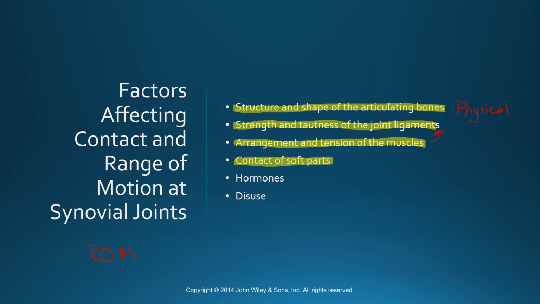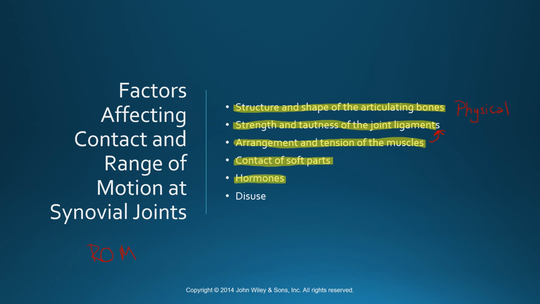Contact of soft parts is also an important factor that affects range of motion. This is the point at which one body surface contacts another body surface, and it can limit mobility. Like when you bend your arm at the elbow, it can't move any further after the anterior surface of the forearm meets the biceps brachii muscle of the arm. Joint movement can also be restricted by the presence of adipose or fat tissue.